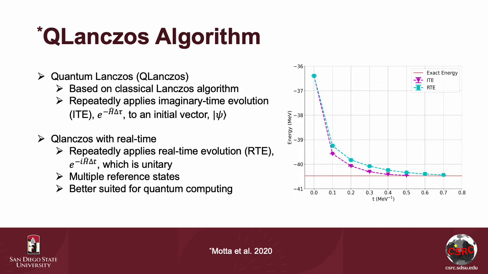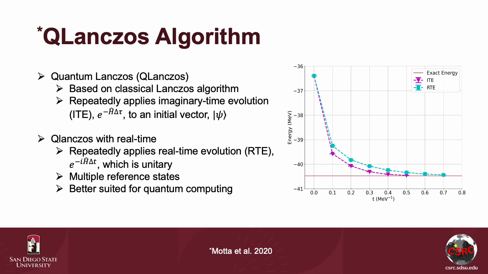So the Q-Lanczos algorithm, which was developed in 2020, uses the same idea of repeatedly applying an operator to an initial vector. However, instead of using the Hamiltonian, we use the imaginary time evolution operator. And on a quantum computer, one needs to have unitary operators. So for every few iterations, you have to do a unitary update, since the imaginary time evolution operator is not unitary. So in my research, we proposed using a real-time evolution operator because it is unitary and therefore would be easier to implement on a quantum computer.